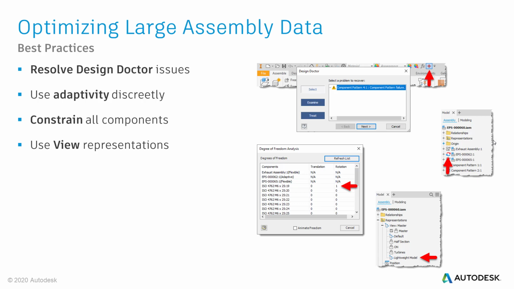Adaptivity is useful in early design phases to figure out the best solution. However, avoid an overuse of adaptivity involving more components than necessary. A more performant way is to use skeletal modeling instead of adaptivity.